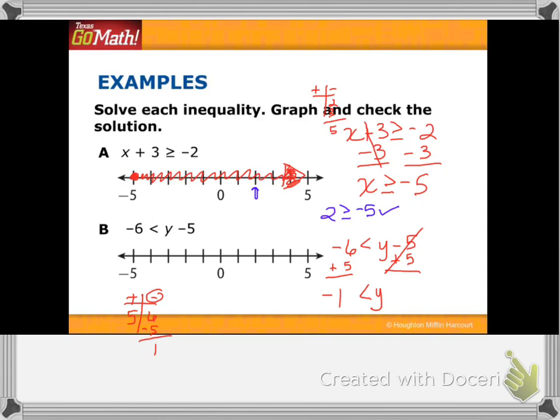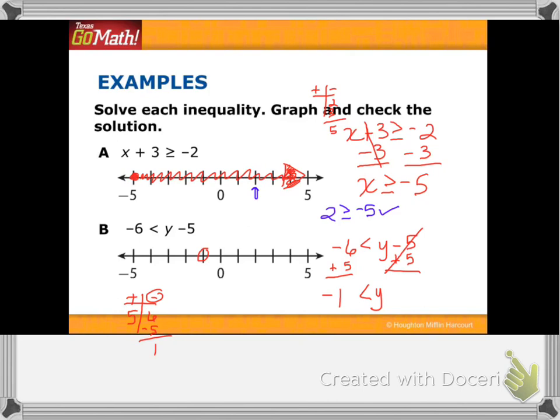So negative 1 is less than y. So the first thing I'm going to do when I graph this on my number line is go to my negative 1, and I'm going to put an open point there because I have a less than symbol. I do not have a less than or equal to symbol.